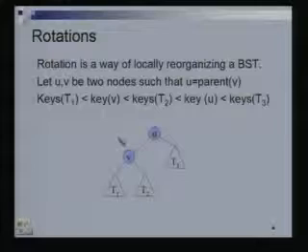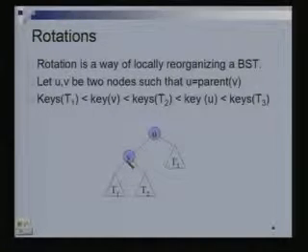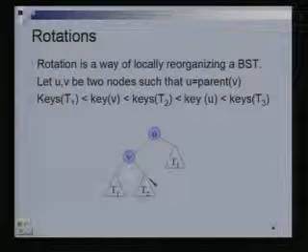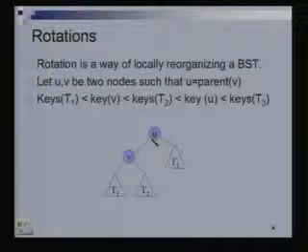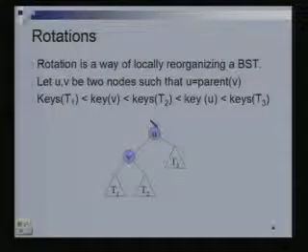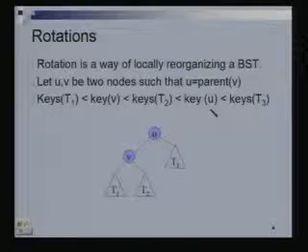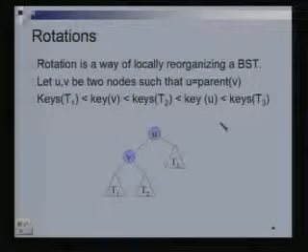What do I know? Because it is a binary search tree, I know all the keys in T1 are less than the key in V. All the keys in T2 are more than the key in V. Keys in T2 are less than the key in U, and keys in T3 are more than the key in U. This follows from the property of binary search trees. Okay. Now what is the rotation step going to be?